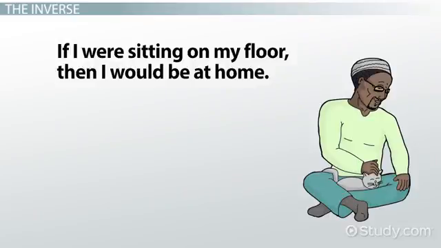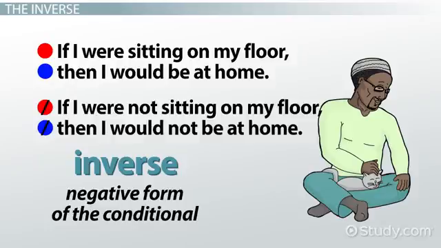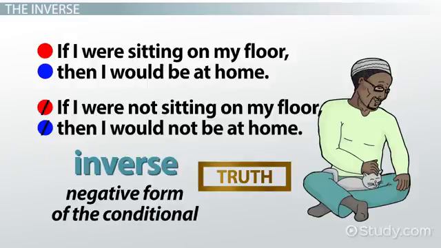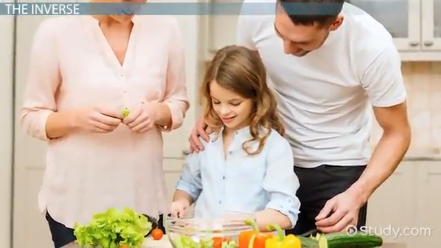The next way we can test for logical equivalences is to find the logical inverse of the conditional statement. The inverse is the negative form of the conditional, in which both hypothesis and conclusion are negated. So, if our conditional statement is, if I were sitting on my floor, then I would be at home, then the inverse would be, if I were not sitting on my floor, then I would not be at home. As with the logical converse, the logical inverse does not necessarily hold the same truth value as the conditional statement. It is, in fact, possible to be standing on the floor and still be at home.